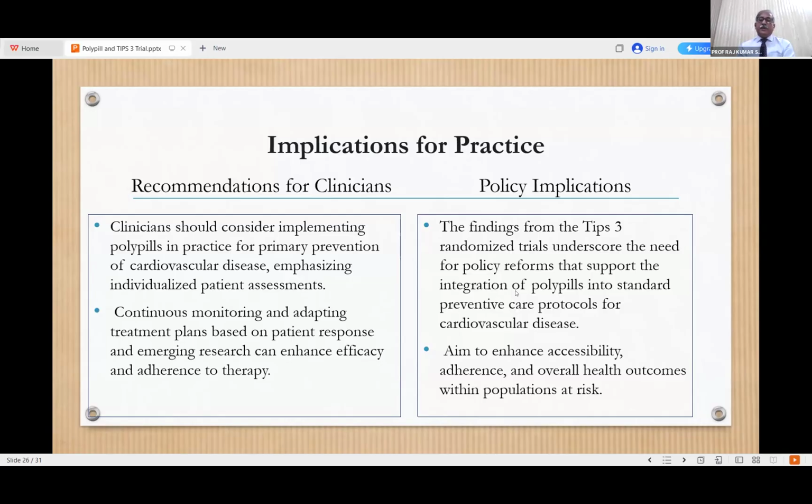And policy implications: the findings from the TIPS-3 randomized trial underscore the need for policy reforms that support the integration of polypills into standard preventive care protocols for cardiovascular disease, aiming to enhance accessibility, adherence, and overall health outcomes within the population at risk.